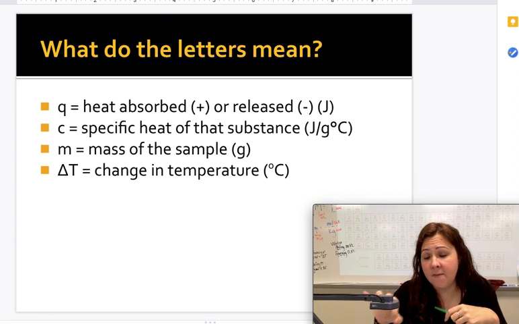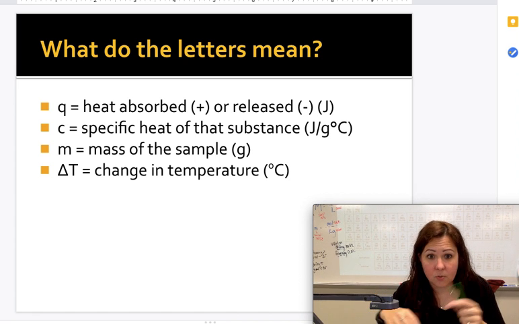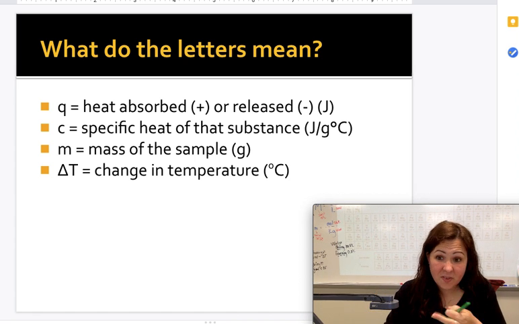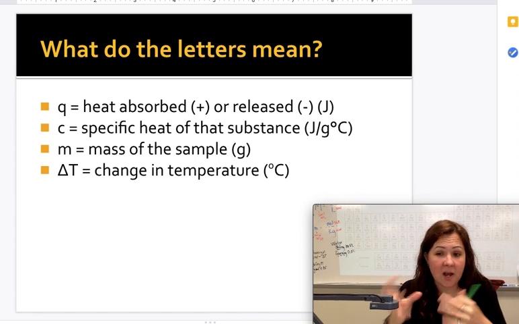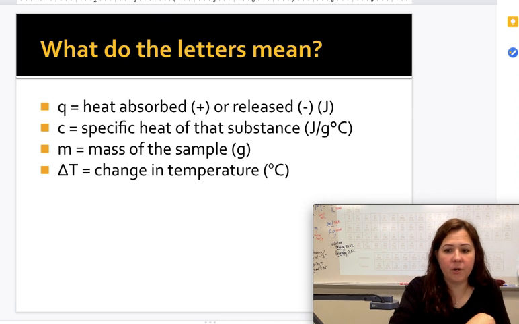It's all based off of the specific heat of that substance, so depending on the mass, what the temperature changes, and the specific heat, how much energy it takes to raise 1 gram of it 1 degree Celsius.